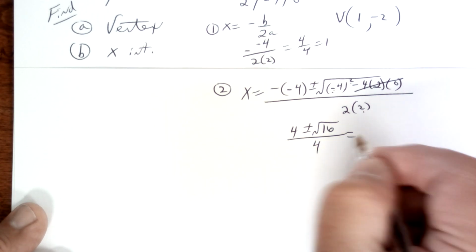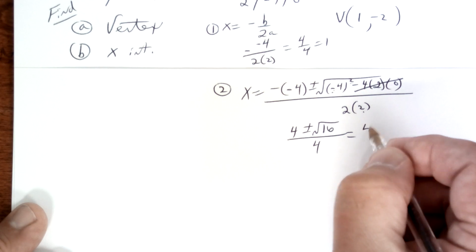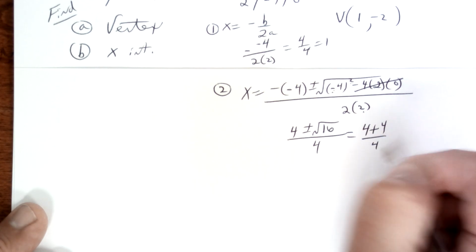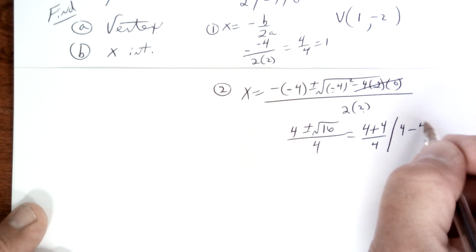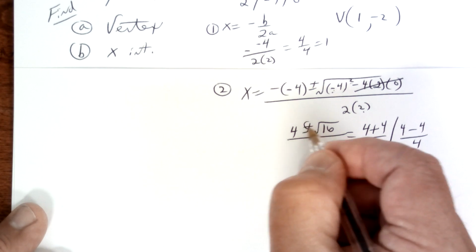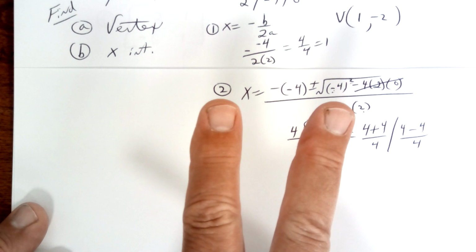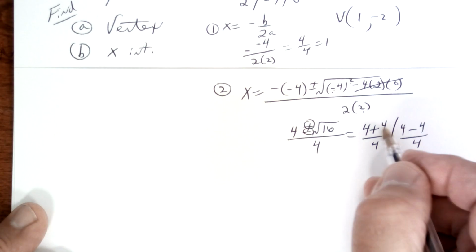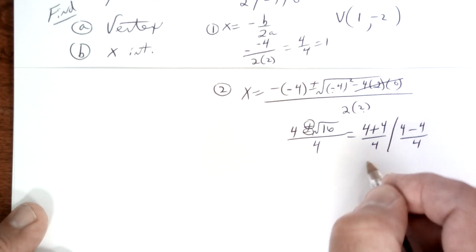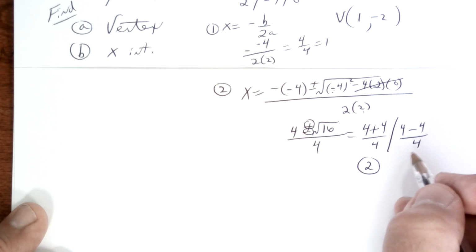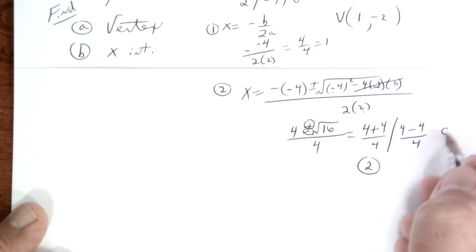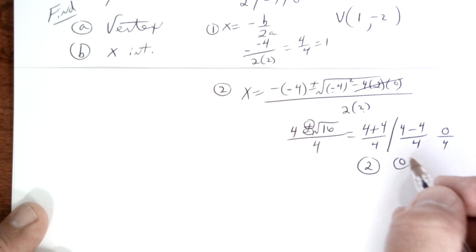The square root of 16 is 4, so it's 4 plus 4 divided by 4, and 4 minus 4 divided by 4. See, you got a plus here and a minus here. So you have 2 different possibilities here. So in this case, you get 8 divided by 4, which is 2, and this you get 0 divided by 4, which is 0. So those are your x-intercepts.